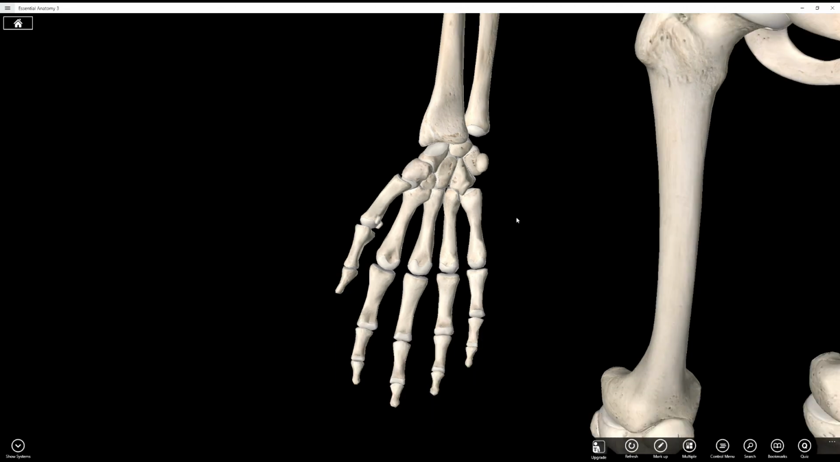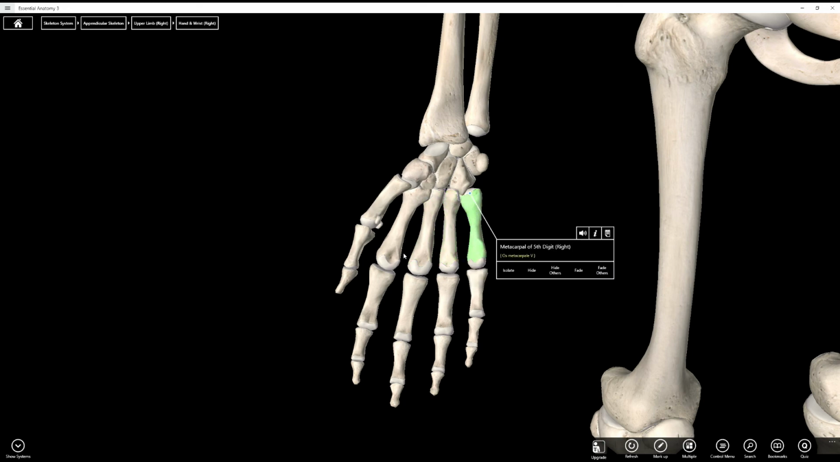Metacarpals are named just based on their number. So we have 5. Number 1 is going to be our first metacarpal, in our thumb. Metacarpal 2 in our index finger. Metacarpal 3 in our middle finger. 4 in our ring finger, and 5 in our pinky finger.